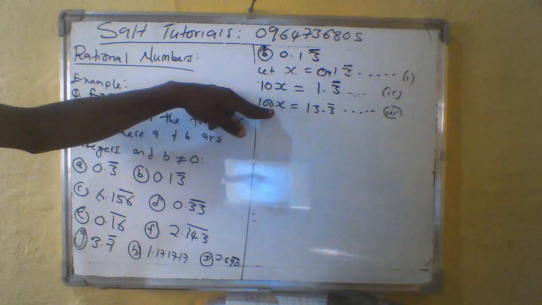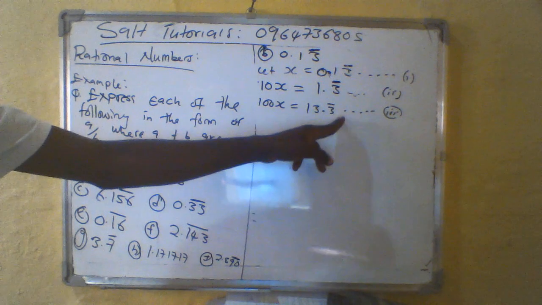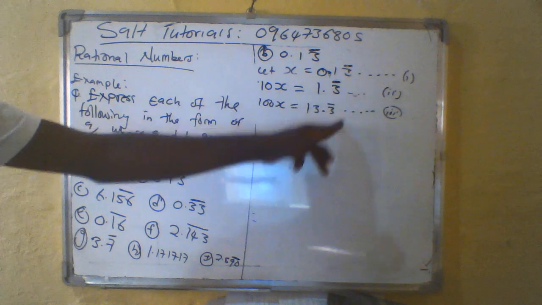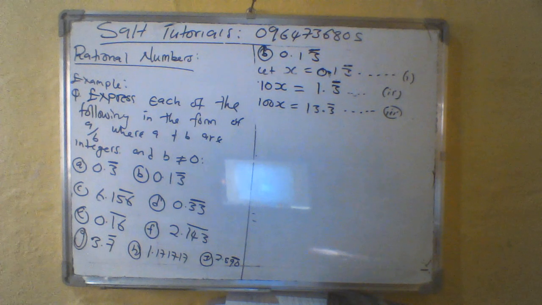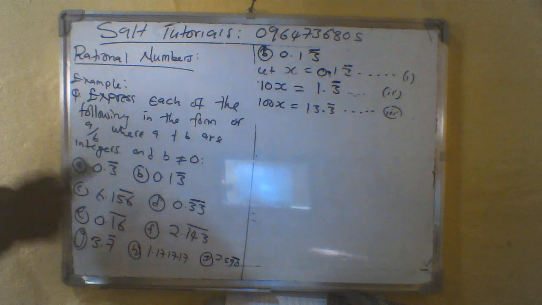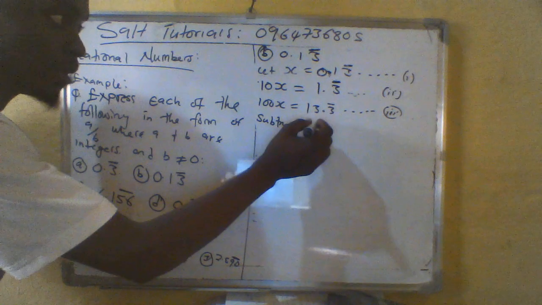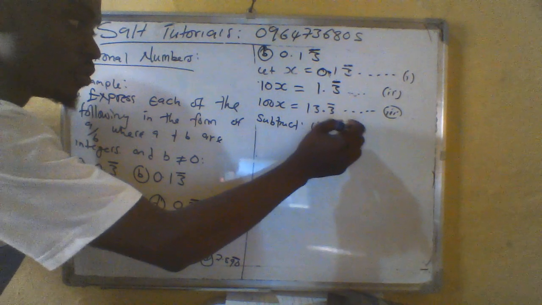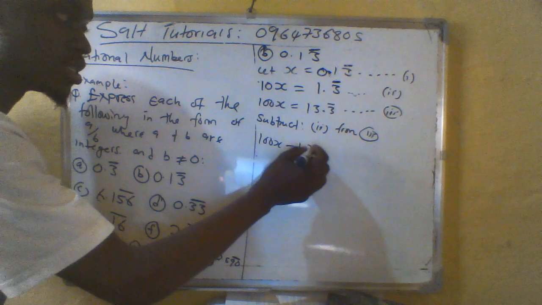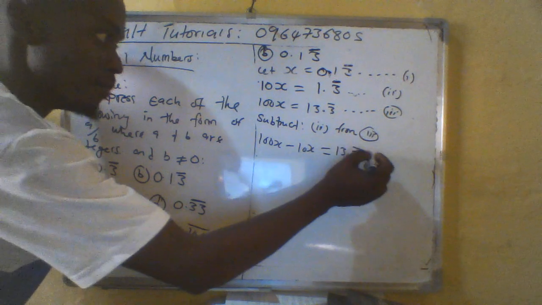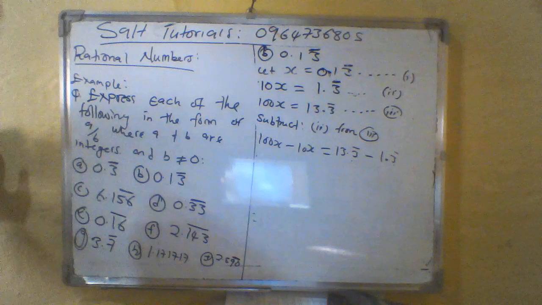So let me check my 100x. 100x minus 10x, this decimal will basically be cancelled out. 3 minus a 3 cancels out. I'll have a 0 as my decimal on this side. That is why we ended up having three equations here. So what am I going to end up with? I'm now going to subtract equation 2 from equation 3, so that we have 100x minus 10x equals 13.3 bar minus 1.3 bar. The same decimals after the point, so that when they subtract, they cancel out.